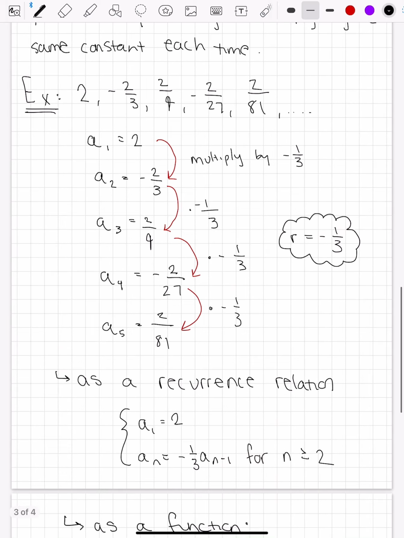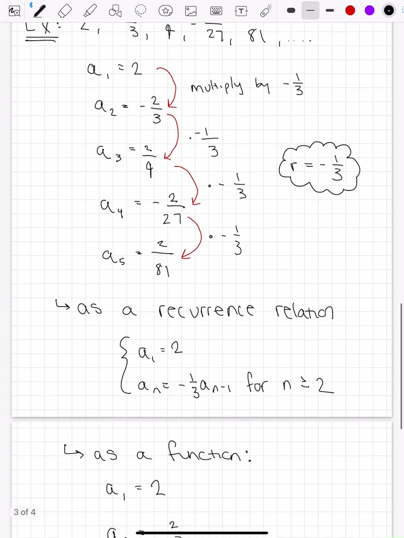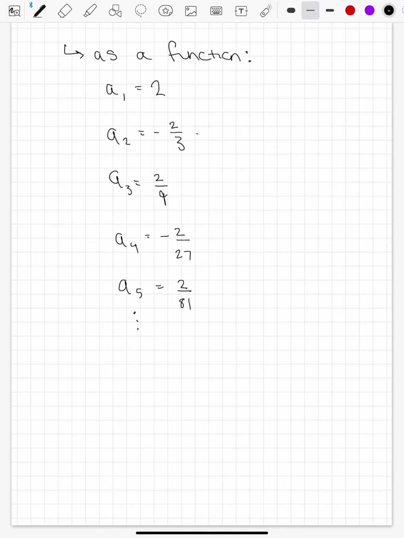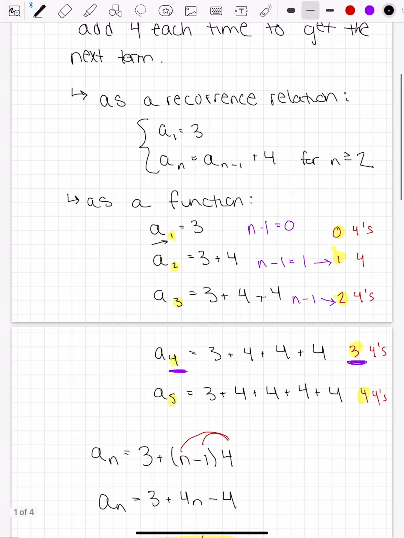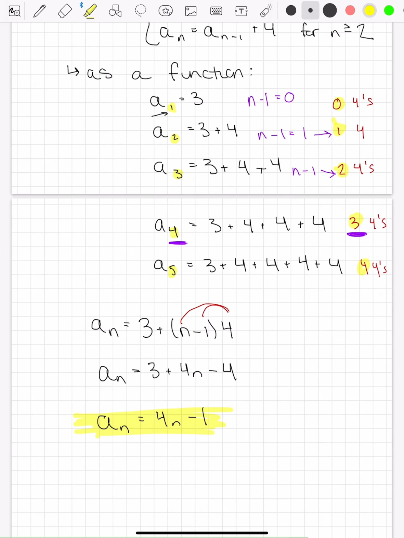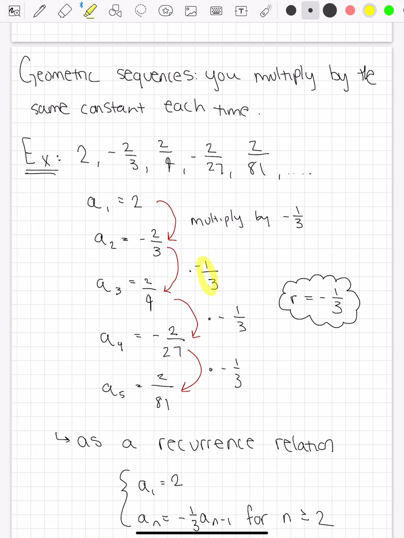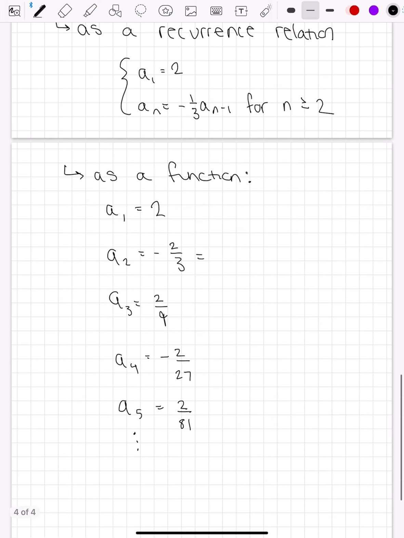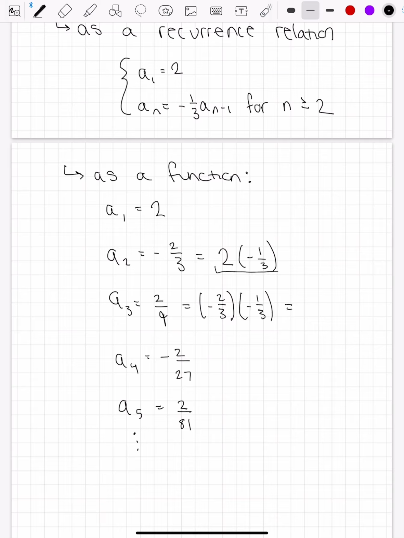So, if you remember in the last one, what we did to try to figure out how to write it as a function was that we decomposed what was going on each time. So each time we added 4. So now we want to decompose us multiplying by this negative 1/3 each time. So let's write this number out as 2 times negative 1/3. This number we know is the number before, which is negative 2/3, times negative 1/3. But we know that the number before we got from 2 times the 1/3. So this becomes 2 times negative 1/3 times negative 1/3.